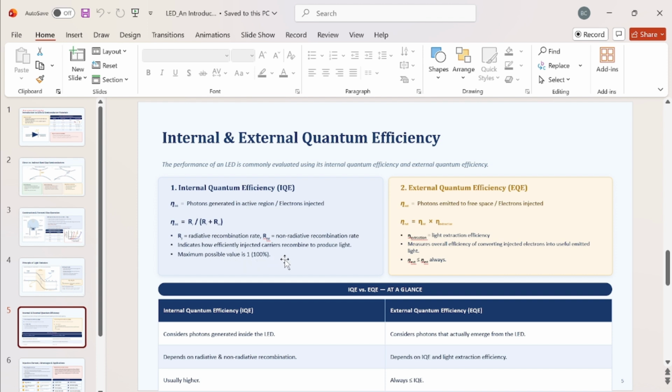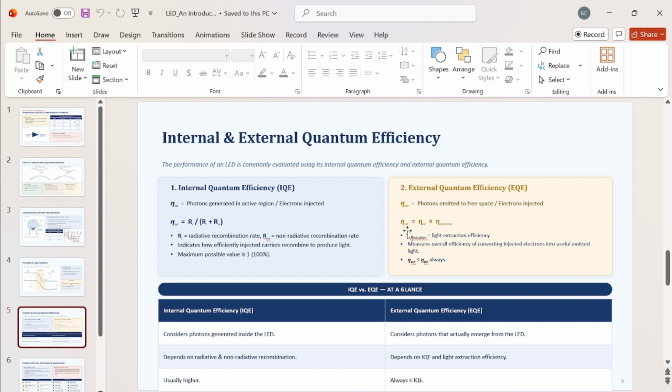So internal quantum efficiency can be maximum 1 or it can be 100%, whereas the actual efficiency of a diode is basically measured in terms of the external quantum efficiency, which is basically the number of photons emitted to free space, that is the number of photons which are coming out of the device per electron injected into the active region of the diode. So this is the actual efficiency of the light emitting diode.